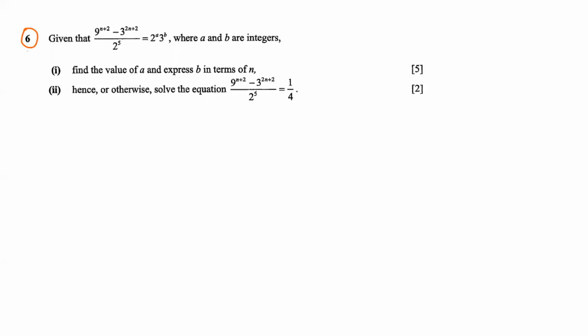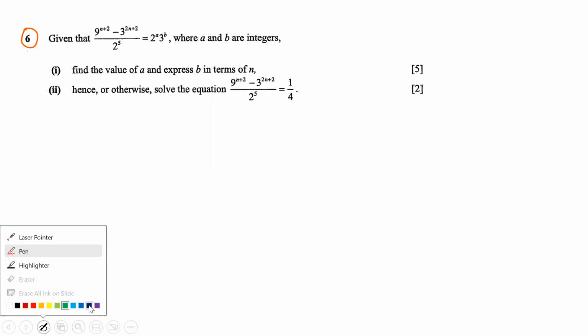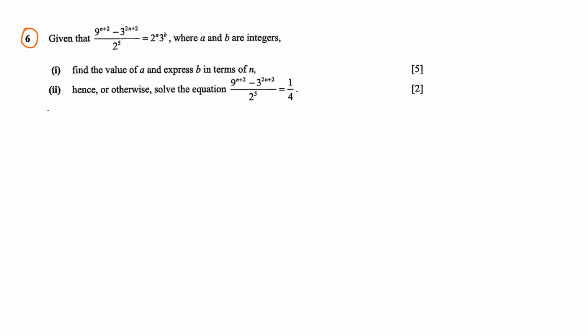in terms of n. Next, hence or otherwise solve the equation, whatever expression that you have just now, equals to 1 over 4. Okay, this is a 7-mark question. As you can see, it's rather lengthy. So if you look at the original equation that has been given to you, it's rather complicated. Let's see whether we could simplify that.